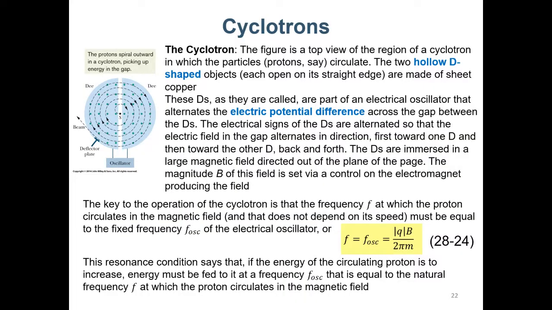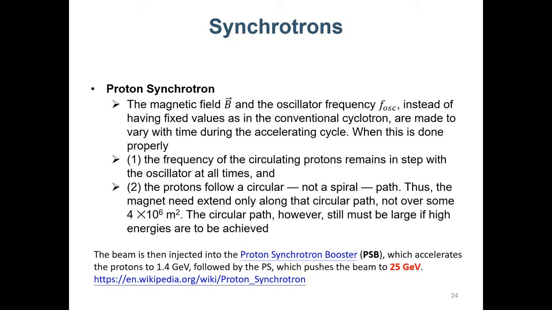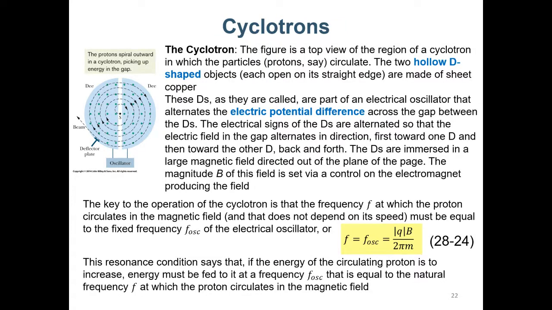So we move on to the cyclotron. Cyclotron is the first type of particle accelerator. Later we will talk about the synchrotron. Cyclotron in Chinese is called 回旋加速器. Okay, so we can see the graph on the left. Here we have a disk in light blue.